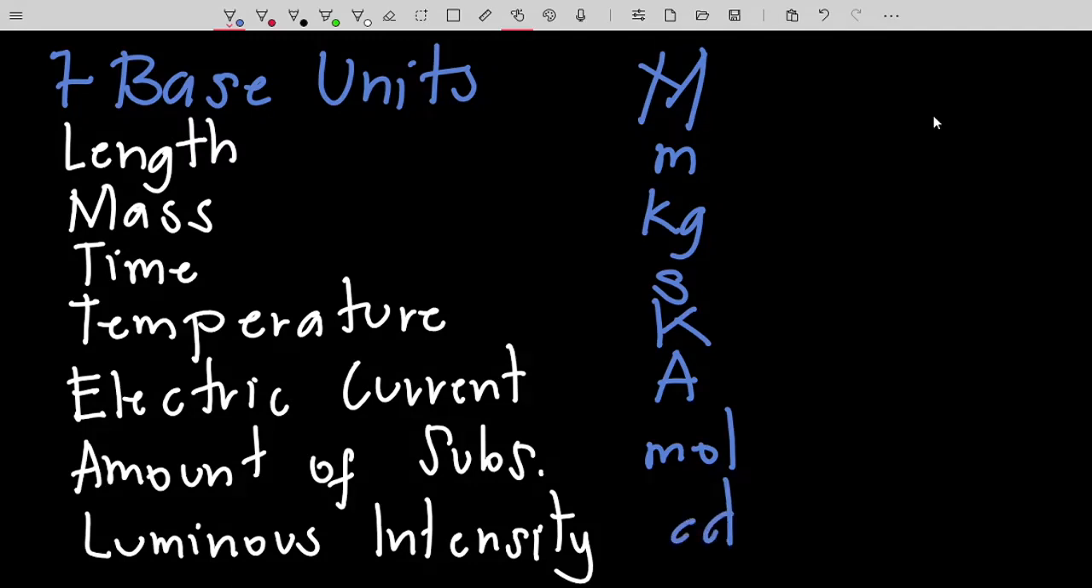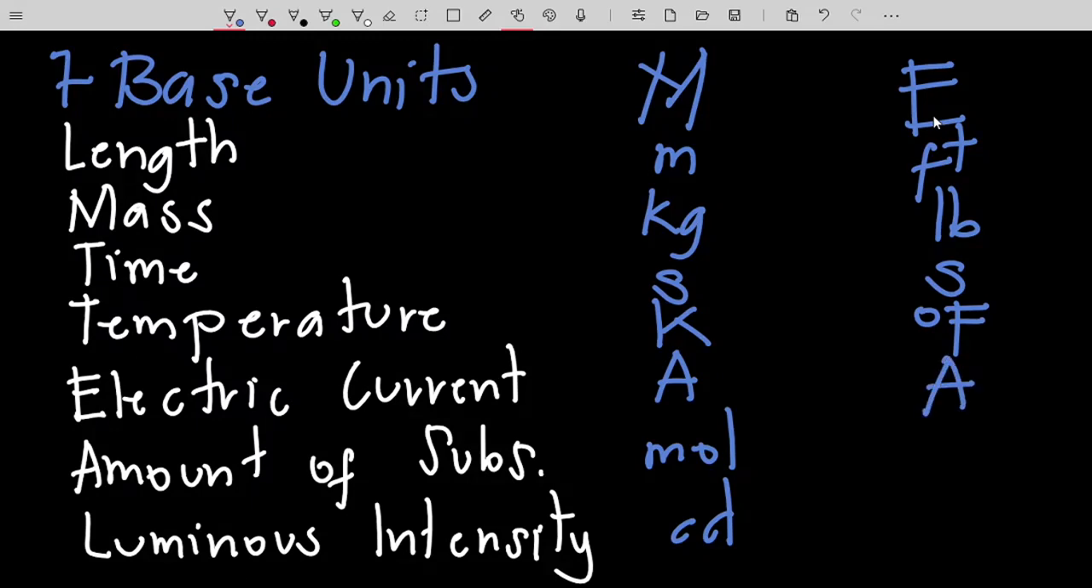But for your English system, we have a different symbol for each unit. For length, instead of having meter, we have the foot. Instead of having kilogram in your mass, we have the pound. But for time, we still have the same, which is your second. For temperature, we have a different one, which is your degrees Fahrenheit. For electric current, we have the same, which is your amperes, and the amount of substance, which is your mole. And for your luminous intensity, we still have the same, which is your candela.